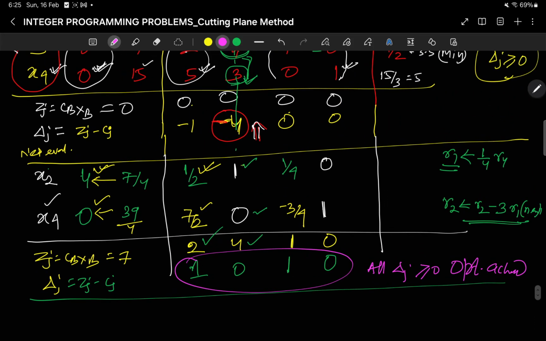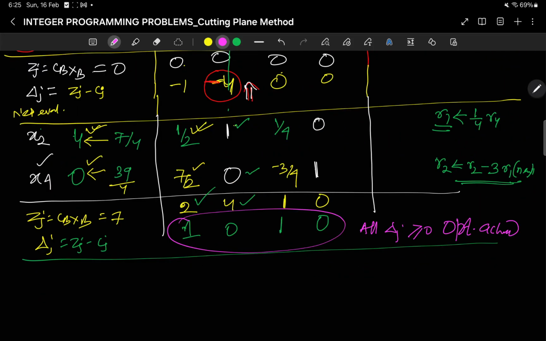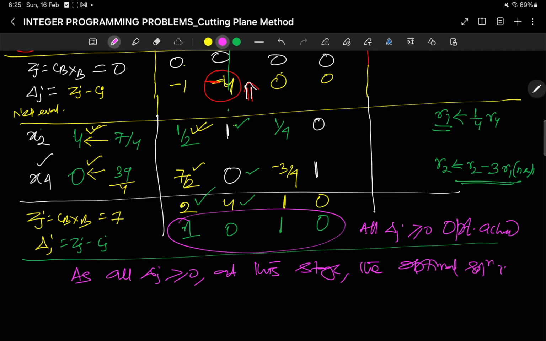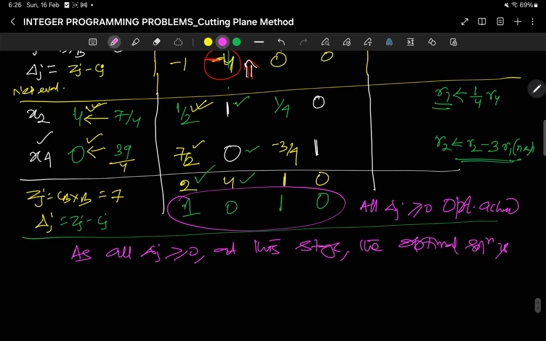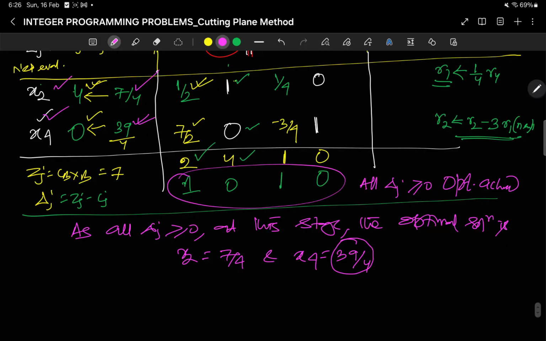Okay, so in this optimal solution, what am I getting? As all del j are greater than or equal to 0, at this stage the optimal solution is x2 equal to 7 by 4, and x4 is equal to 39 by 4. You see, this is the largest fraction here, isn't it? This is the largest fraction, so this row will be selected.